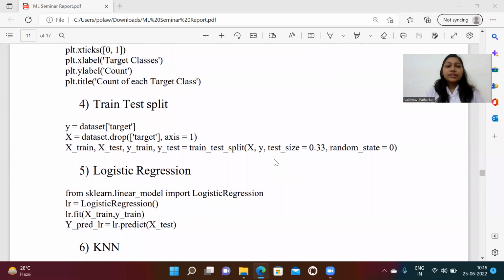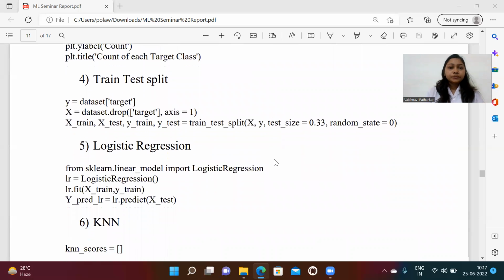Then next one is train test split. Here we split the dataset into two parts: one for training purpose, and another for testing purpose. So here we use 30% for testing purpose and the remaining for training.